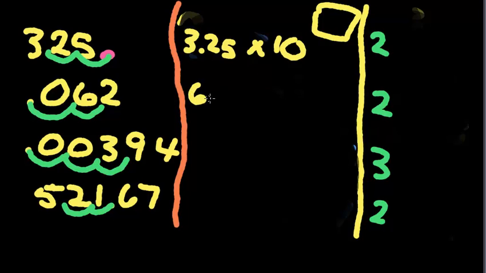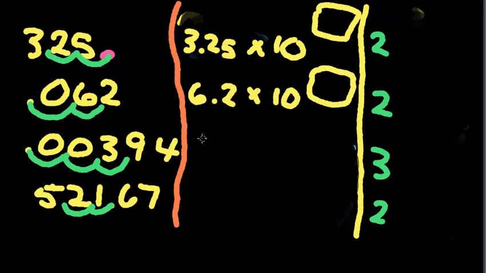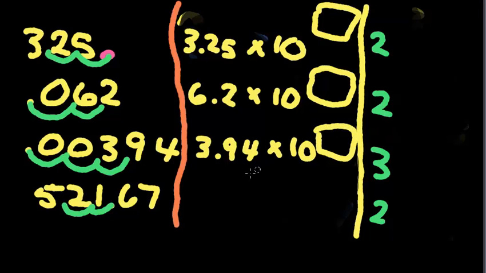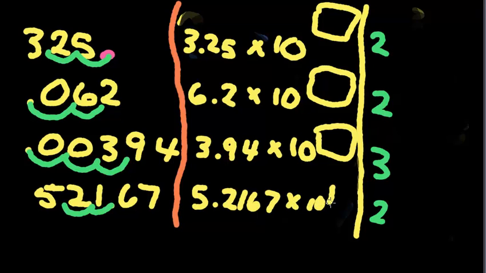And this one's going to be 6.2 times 10 to a power, and we're going to fill that in. And this one's going to be the 3.94 times 10 to a power. And this one's going to be 5.2167 times 10 to a power. And we're going to fill that in a second. These are the numbers over here that are going to go into the box. We just need to figure out whether these numbers are going to be positive or negative.